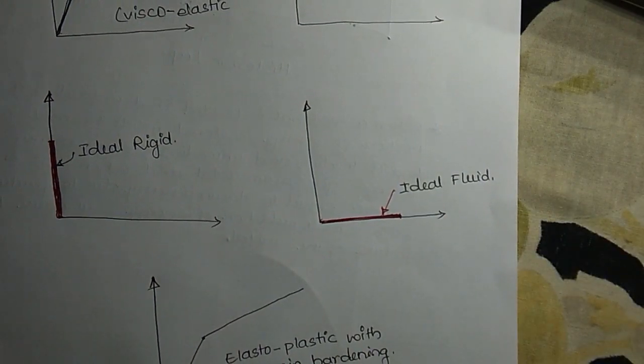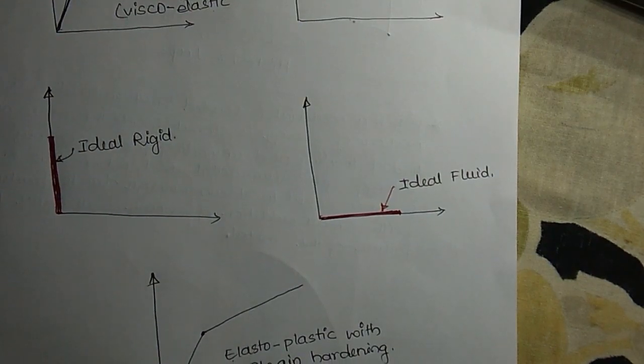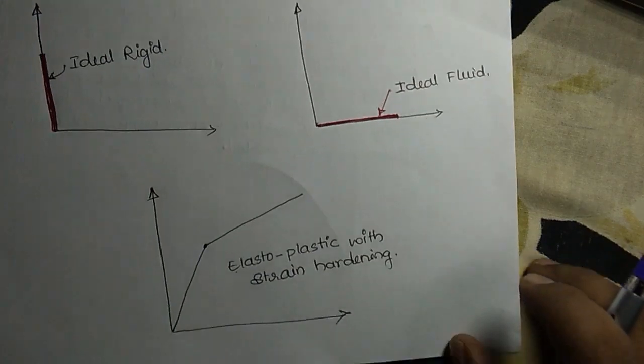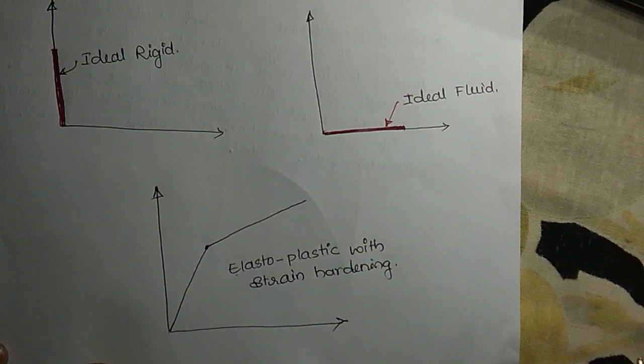Similarly, if we have a linear variation initially, then it changes its slope to the other side, that type we call strain hardening. After some point, again it gains some strength or loses some strength. This type of variation we call elastoplastic with strain hardening. I think this portion is not visible. I think now we can see this. This type of variation we call elastoplastic with strain hardening.